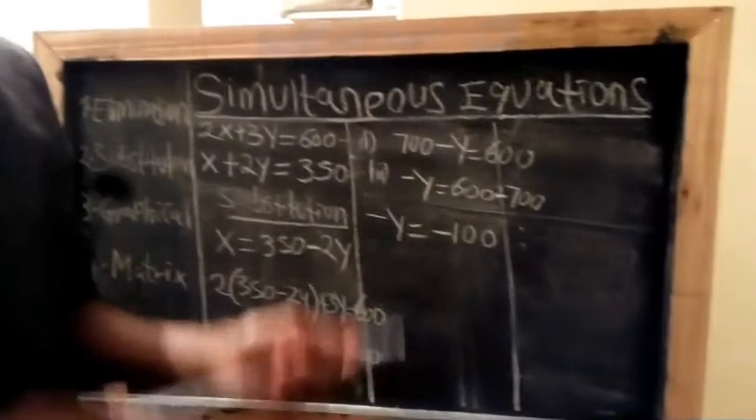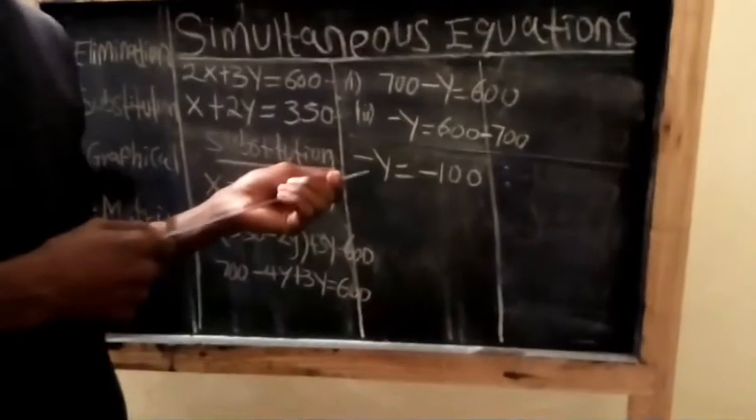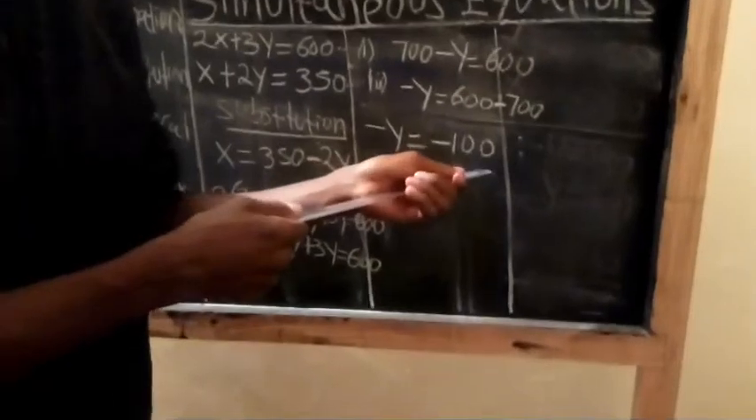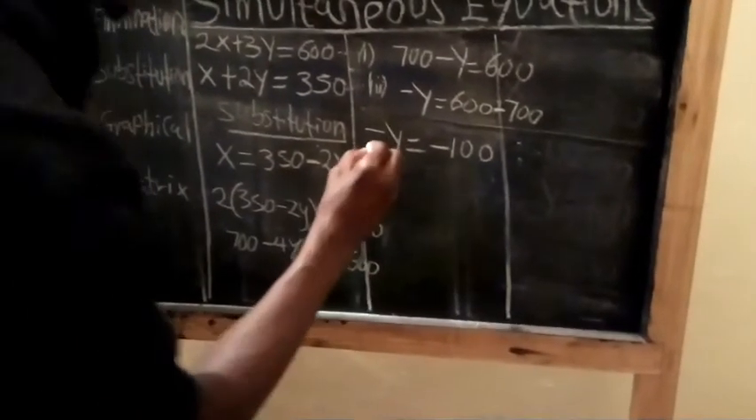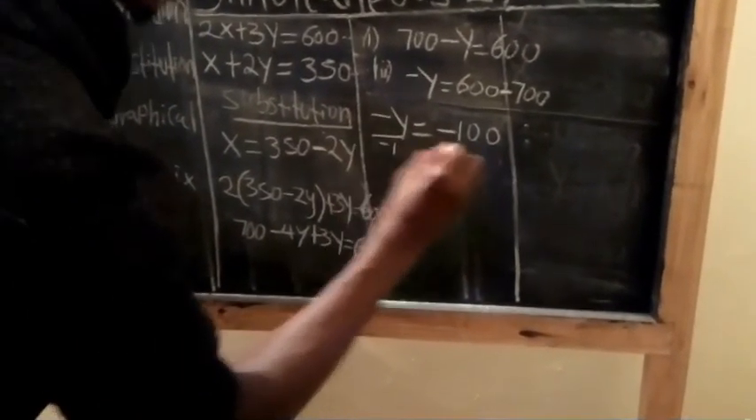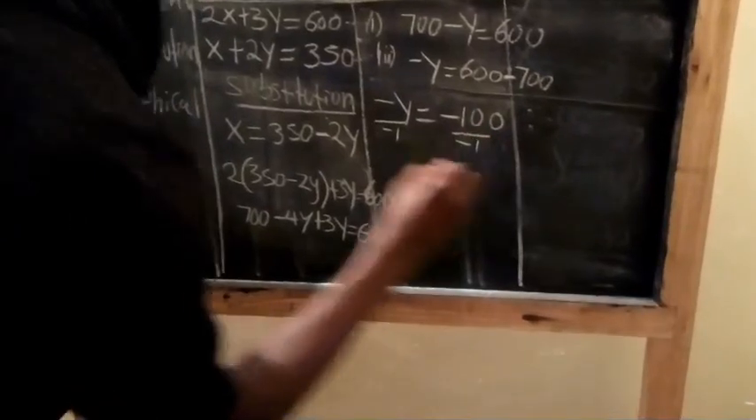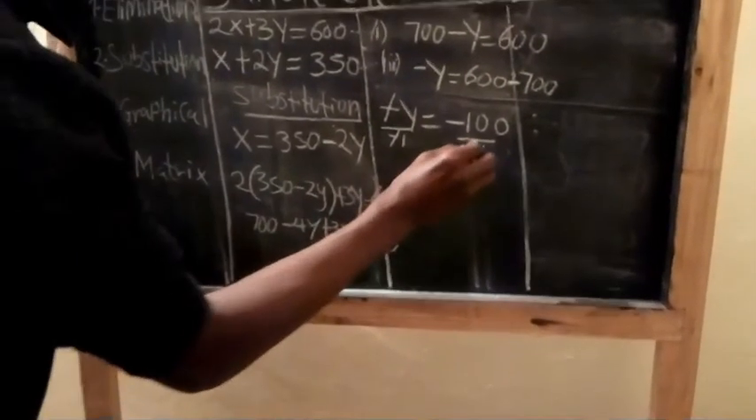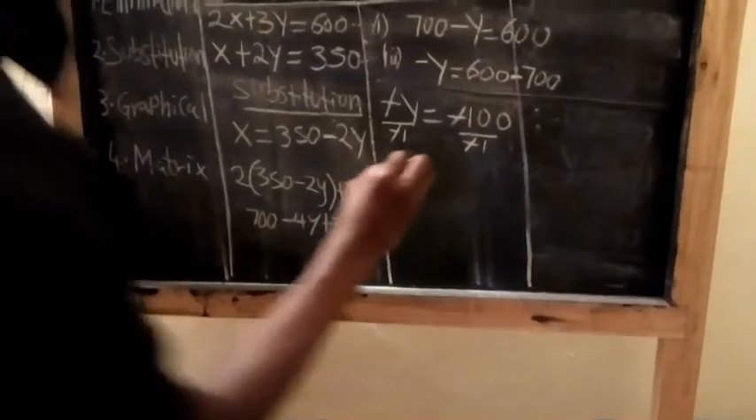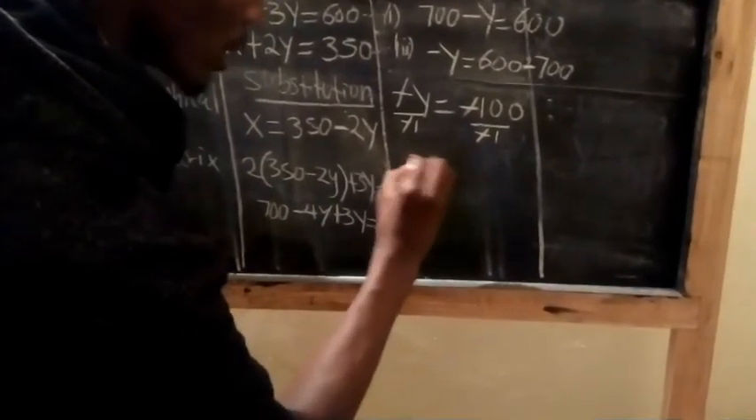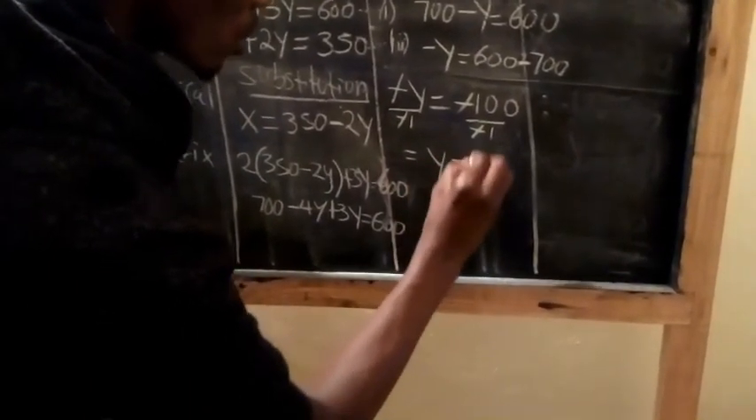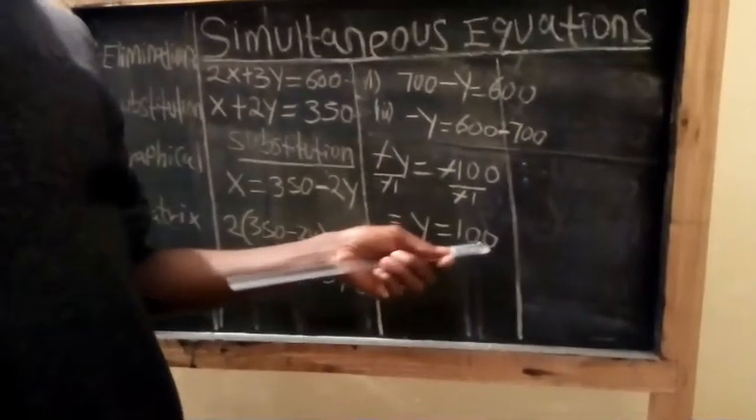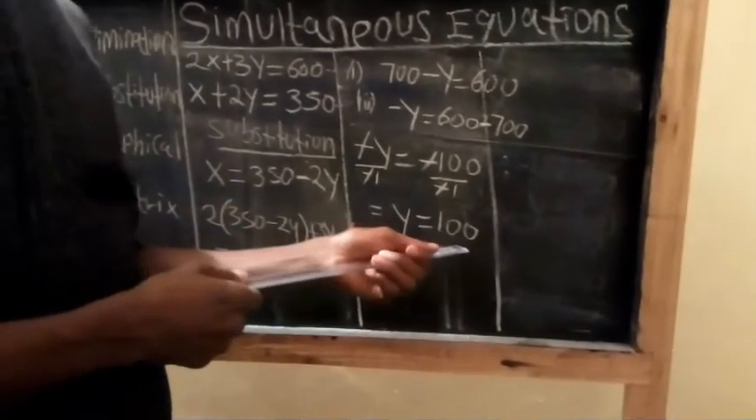But what do we want? We want y. So if you want y, what do we do? We divide both sides by negative 1 to do away with the negative. So divide by negative 1 here, divide by negative 1 here, such that negative will cancel negative and this negative cancels negative. So y will be equal to 100. So the same way we've gotten y as 100.